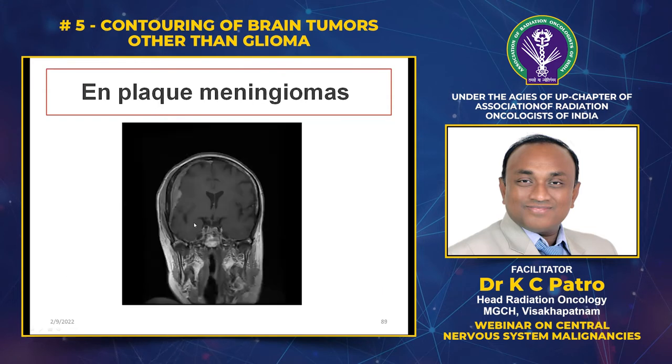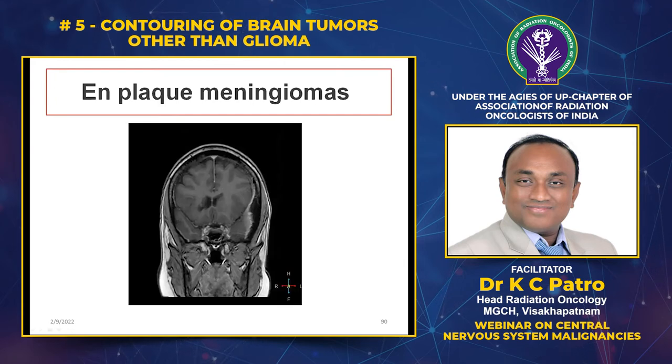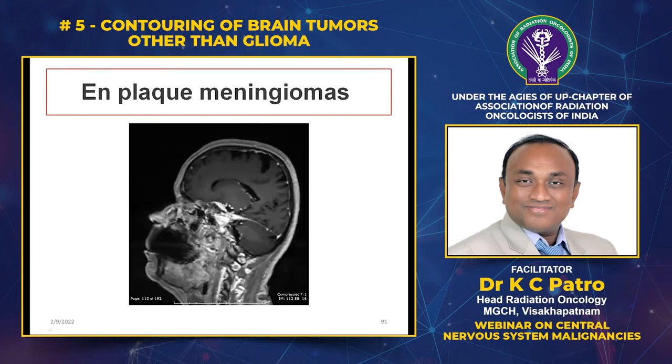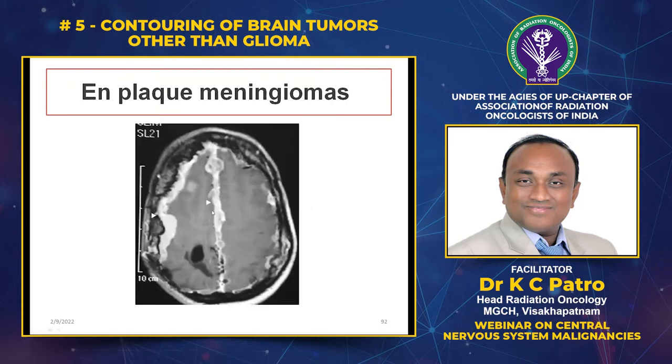So you see, this is the meningioma. This is the en plaque meningioma. We see how it is covering from one part to almost half of the skull. Another meningioma you can see here is going to the soft tissue in the infratemporal fossa. Another meningioma, a sellar meningioma, shows how it is going into the sphenoid sinus and to the infratemporal fossa. So it goes to the central part. You can see this is en plaque meningioma.